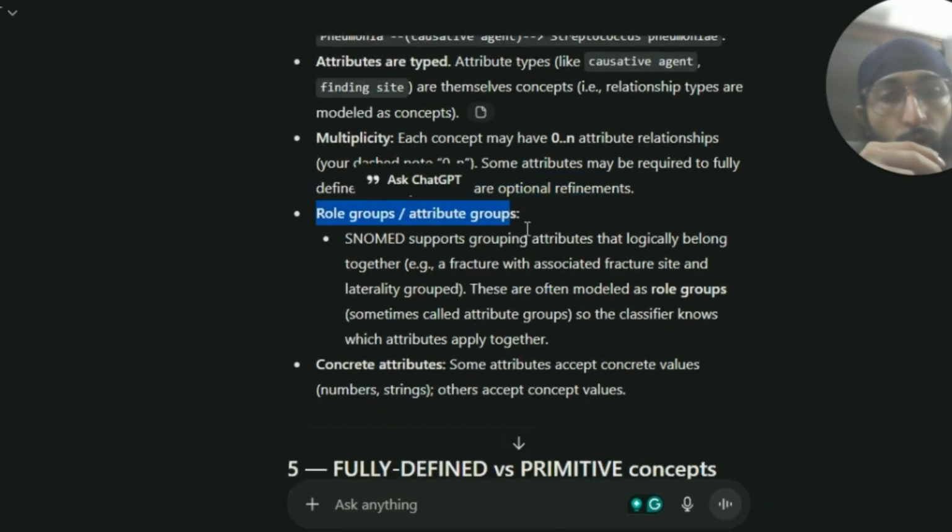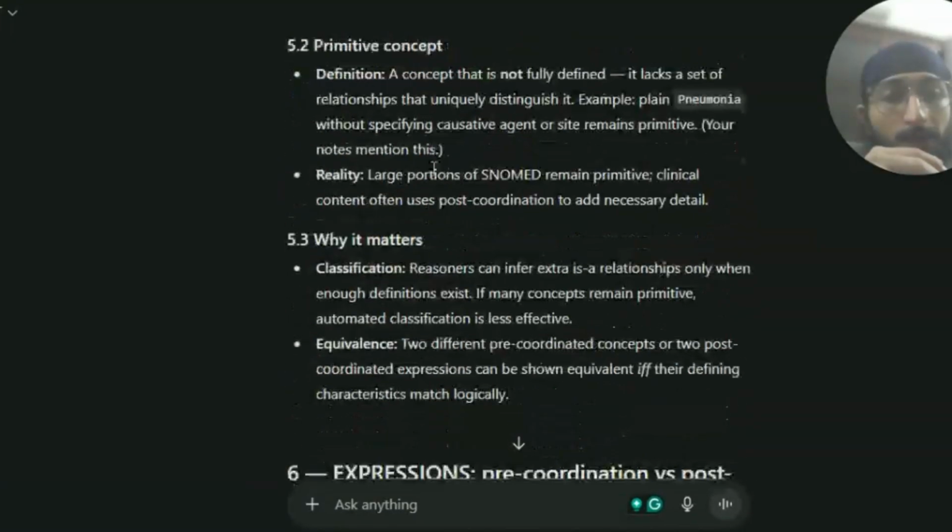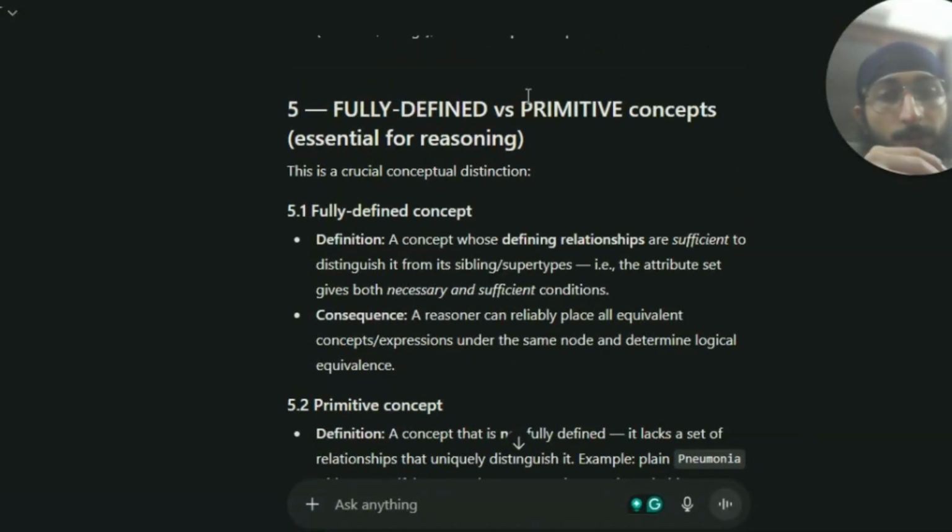And we have role groups and attribute groups. So SNOMED supports the grouping of attributes that logically belong together. For example, a fracture with associated fracture site and laterality grouped. These are often modeled as role groups, sometimes called attribute groups, so the classifier knows which attributes apply together. And then we have the concrete attributes. Some attributes accept concrete values, numbers or strings. Others accept concept values. Now, finally, we will be talking about fully defined versus primitive concepts.